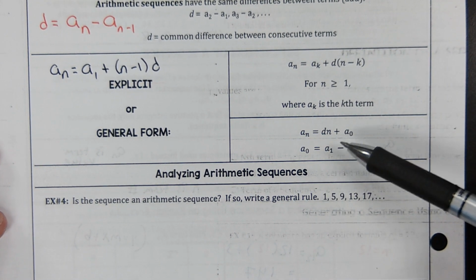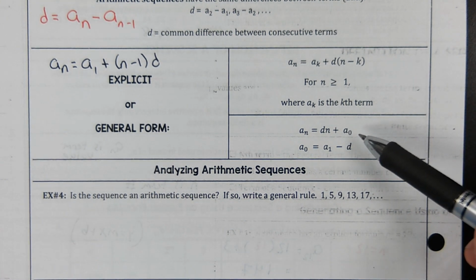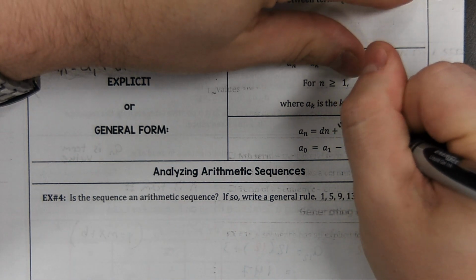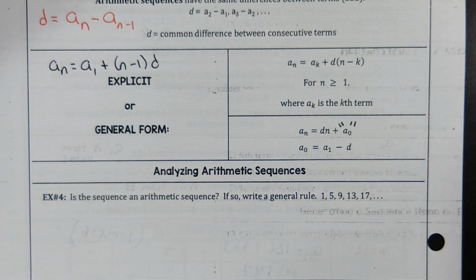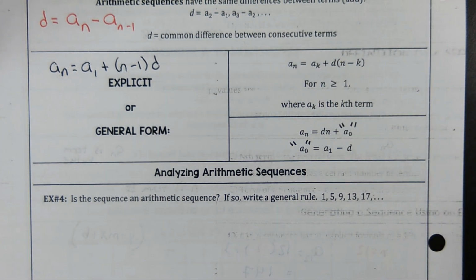What's going on down here? Oh, gosh. Oh, boy. All right. This, I don't like this. A sub 0, the 0th term, I don't like that. So I'm going to put it in quotations, because how is something the 0th term? Like, what does that even mean? Well, I'll show you what it means.